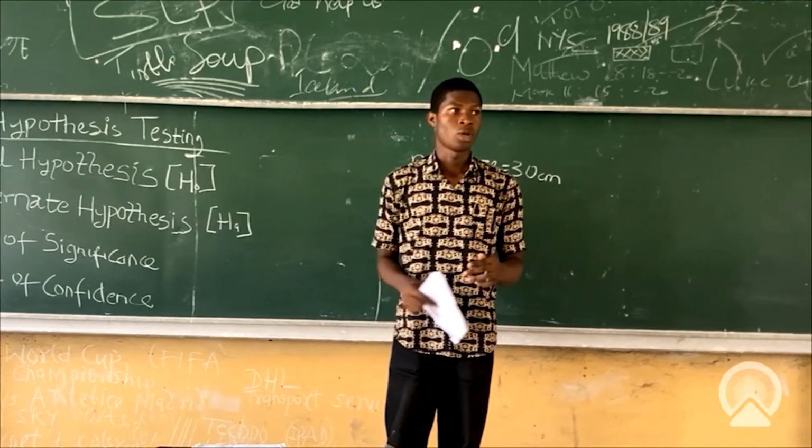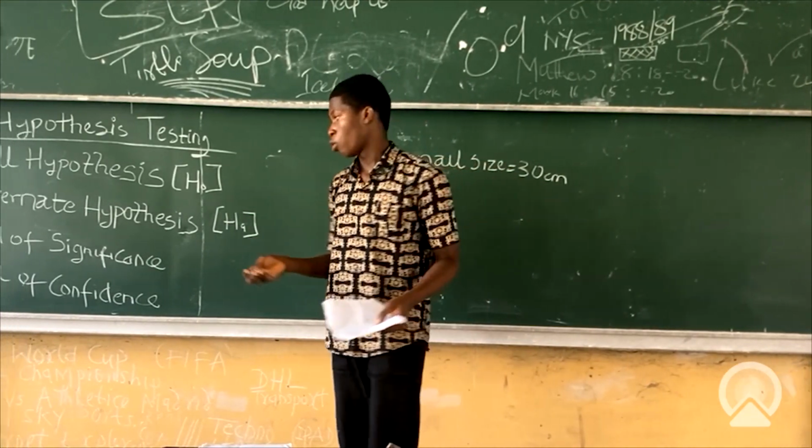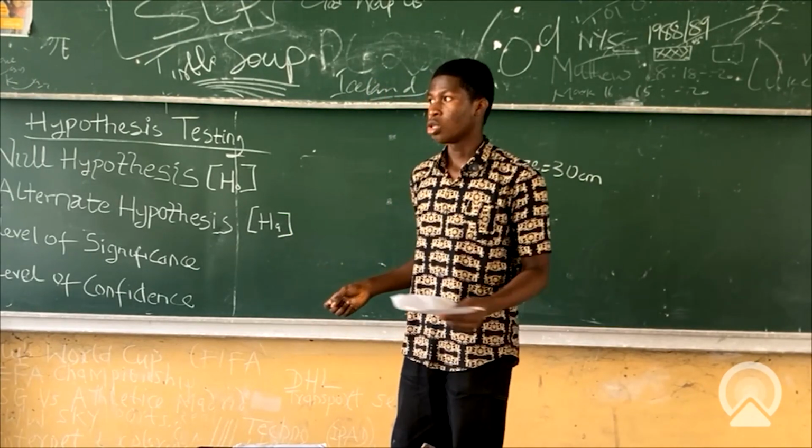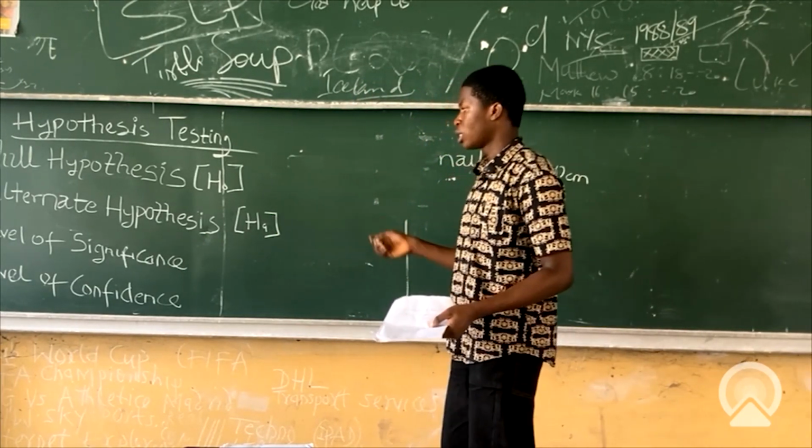For level of significance, this is basically the amount of risk that we are able to take in the sample. Like, the amount of error that we are willing to accept in the sample. So the level of significance is basically the degree of error present in the batch.